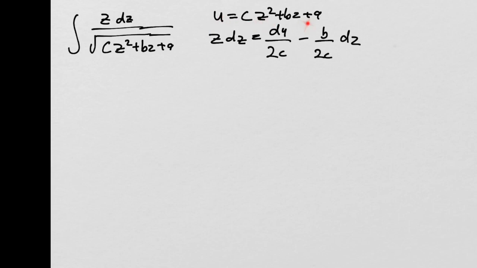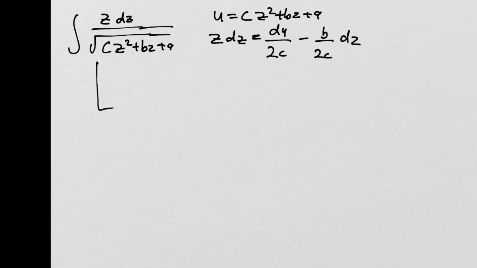So u is that whole quadratic under the radical. And then if you take the derivative of this and you do a little calculation, you get z dz, which is the numerator, is going to equal du over 2c minus b over 2c dz. So it's a little weird because you're substituting for z dz, but you're not substituting it totally into the new differential. You're substituting it into this pair of differentials. So obviously there's a trick ahead. And first let's execute the substitution.